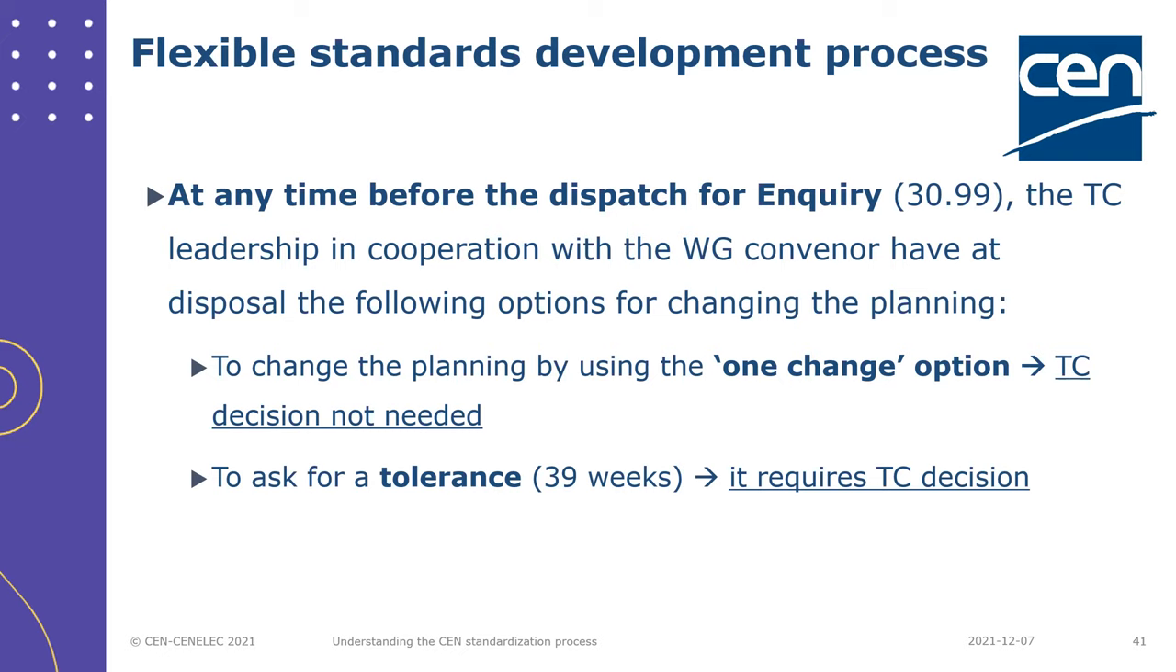from the inquiry. So with this option, the one change option, you don't really get additional time, but you can transfer time from one place to the other. However, if you see that you really need more time, then the only option is to ask for a tolerance of 39 weeks, which is normally the 9 months tolerance. And remember that in this case, a TC decision is needed.